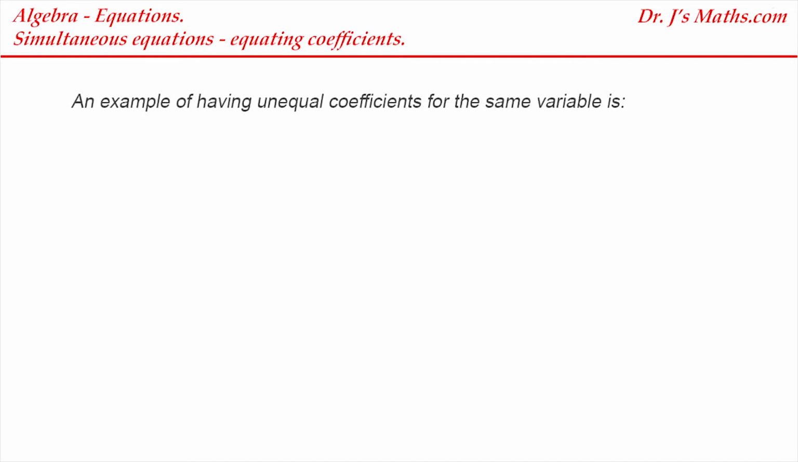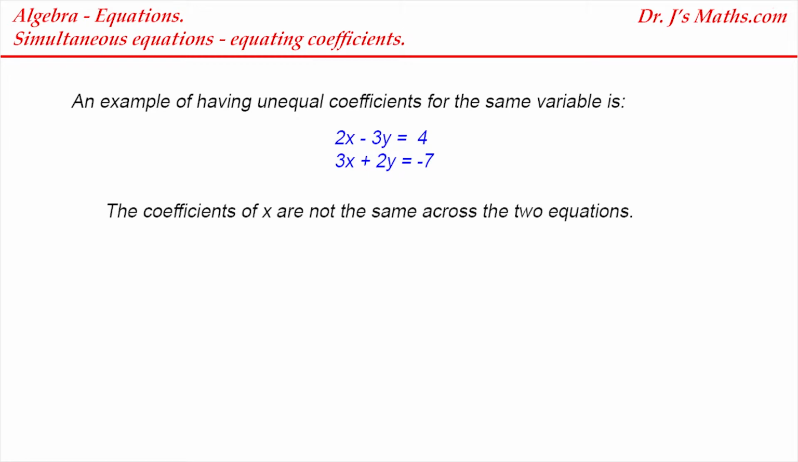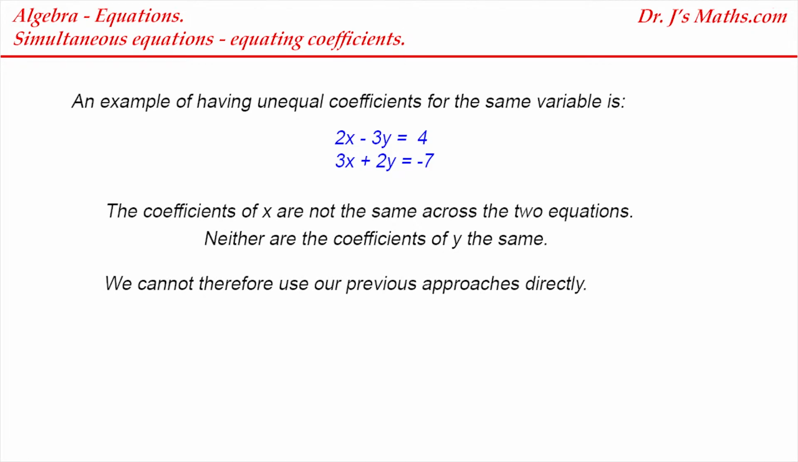An example of having unequal coefficients for the same variable is the following set. 2x minus 3y equals 4, 3x plus 2y equals minus 7. Solve these simultaneously. Now the coefficients of x are not the same across the two equations. Neither are the coefficients of y the same. We cannot therefore use our previous approaches directly.